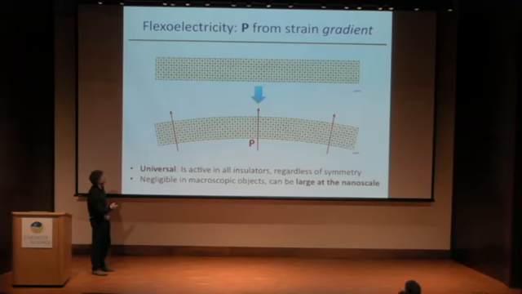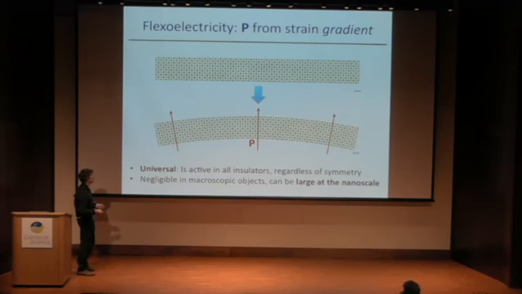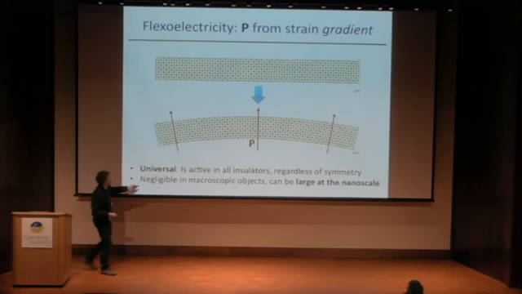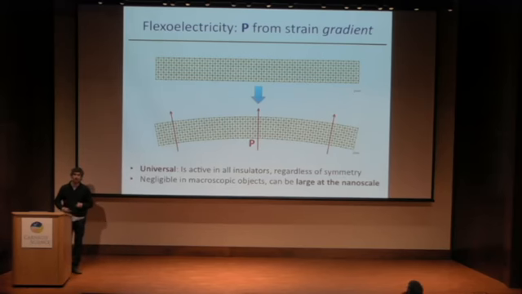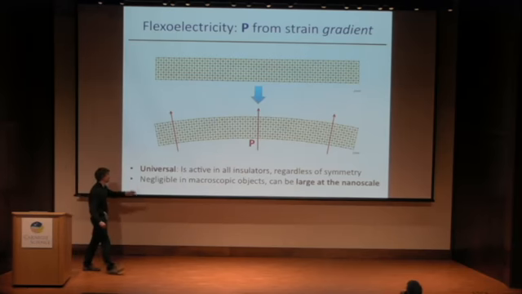Flexoelectricity is a very similar thing in that instead of applying a uniform strain, I apply a strain gradient, which in this case is a bending deformation. Essentially here I have a gradient of the transverse strain across the slab normal, and this induces a polarization in any material you can think of. You can take sodium chloride, you can take a paraelectric material, and just because the strain gradient has a direction, it breaks inversion symmetry and induces a dipole in any material.